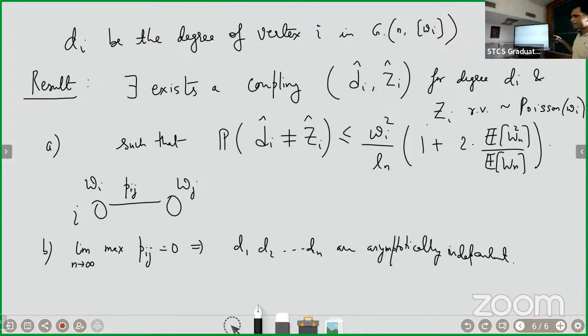But this is for each one at a time. The probability that the D_i hat is not equal to that is small. It's not telling you jointly. That would be even stronger: where is D_1 hat compared to Z_1 hat, D_2 hat compared to Z_2 hat, simultaneously. That would give an even stronger result. There are results of that type as well, but not exactly as much as this. Okay, so that's where I'm going to stop on this.